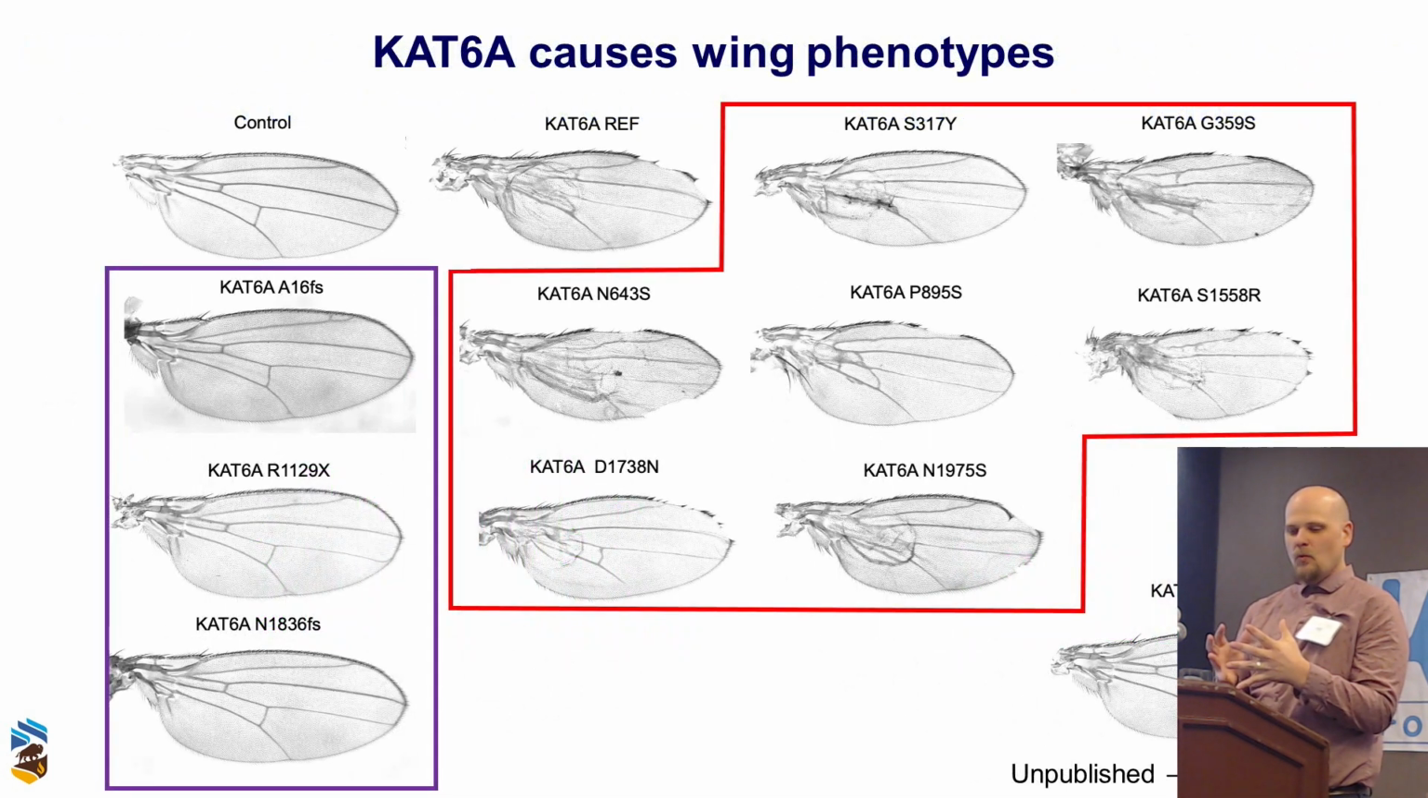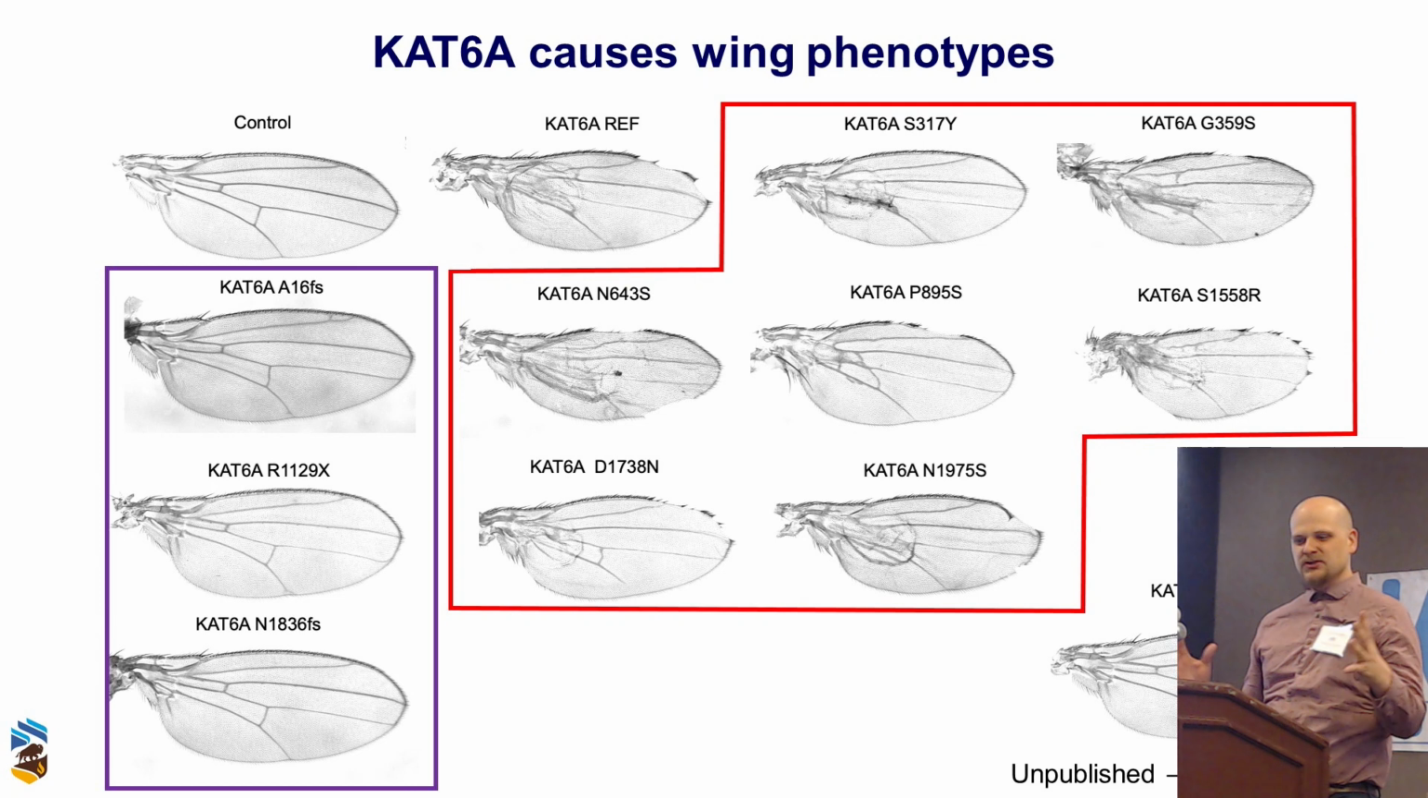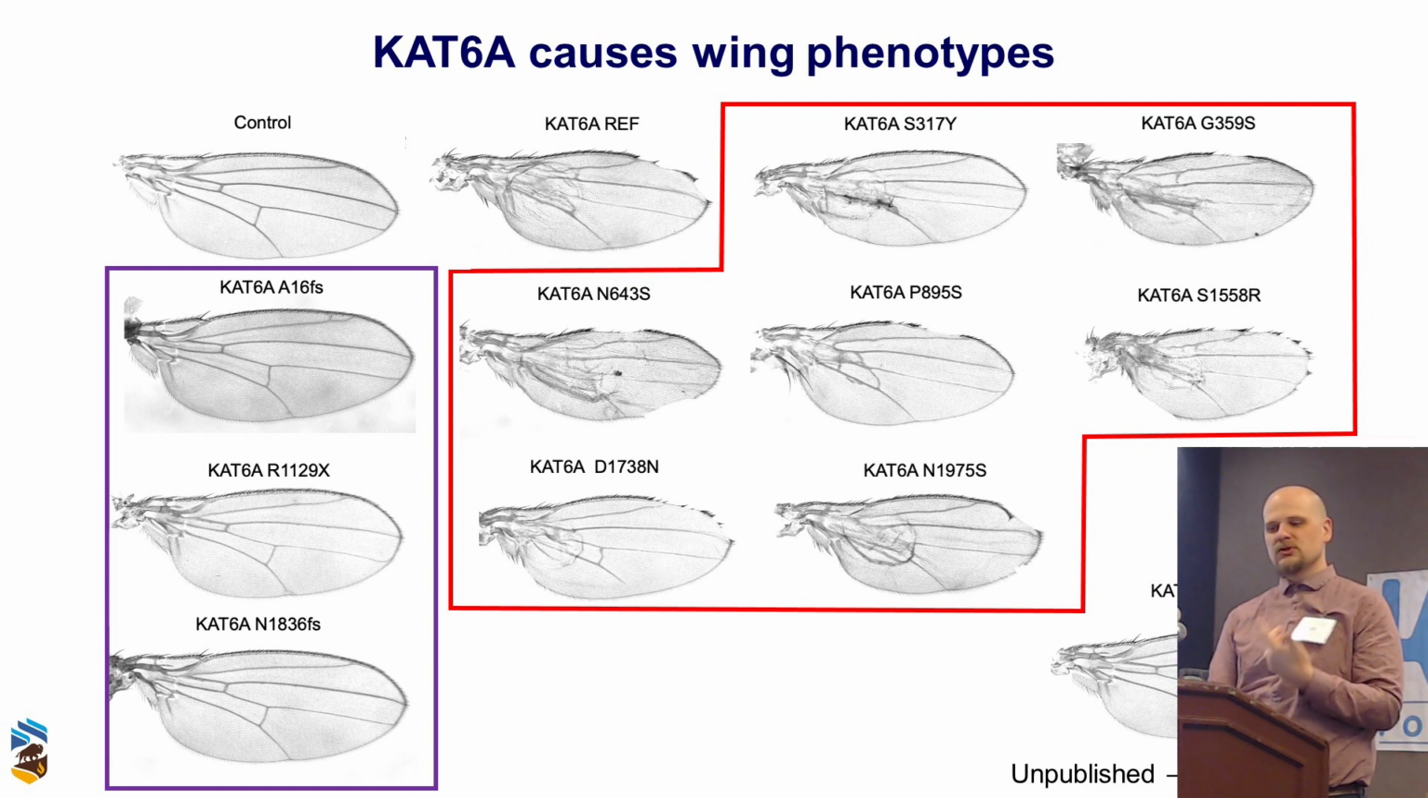And it's great to do ubiquitous, but you don't really learn how to figure out the spectrum of variants completely. So we turn to the wing. And sure enough, when we overexpress KAT6A in the wing, it causes this very stereotypical phenotype. And most wings look like this. They lose these bristles here, and they actually have a blister here.